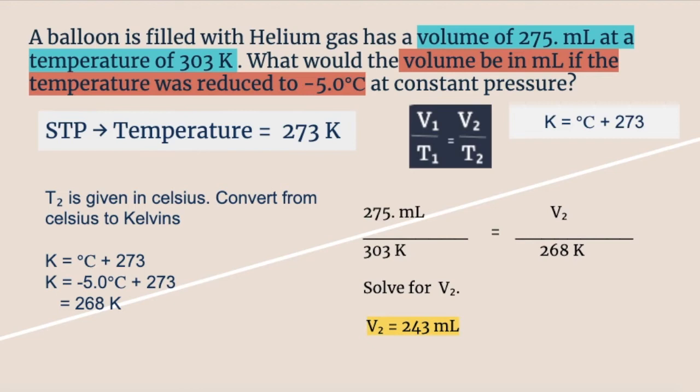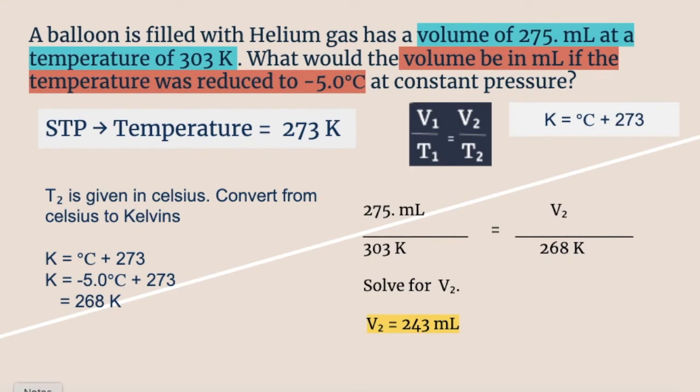That means we'll use the equation V1 over T1 equals V2 over T2. We're given the value of T2 in Celsius. Therefore, we must convert it to kelvins first before using Charles's law. So kelvins equals Celsius plus 273. We can just plug in our value for T2, which is the -5 degrees Celsius, and add 273 to it. Then we find out that -5 degrees Celsius is equal to 268 Kelvin.